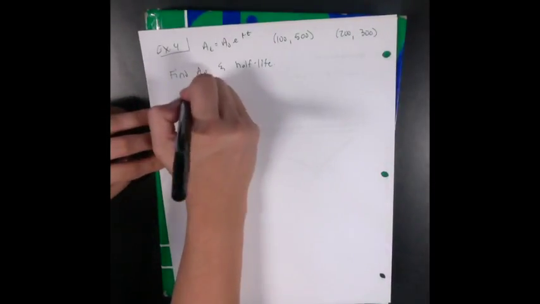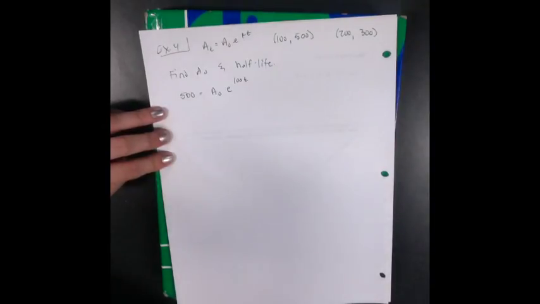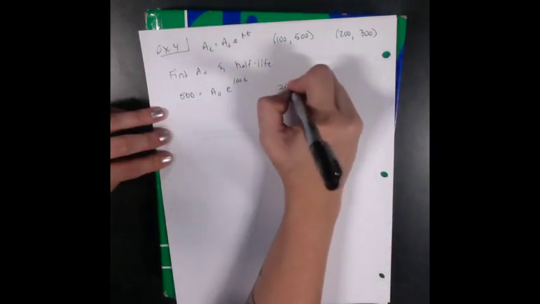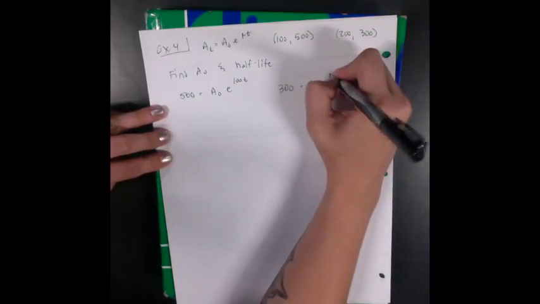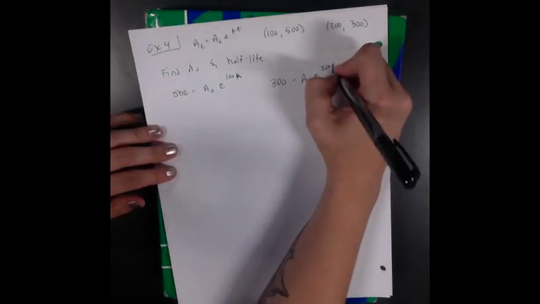Okay, so I first need to write two equations. My first one, I'm going to say 500 equals a naught e to the 100k. And then I get 300 is a naught e to the 200k. Okay. And what I'm going to do is solve both of these, sorry, this should be k, silly, not t, k. I need to solve both of these to find my initial value.